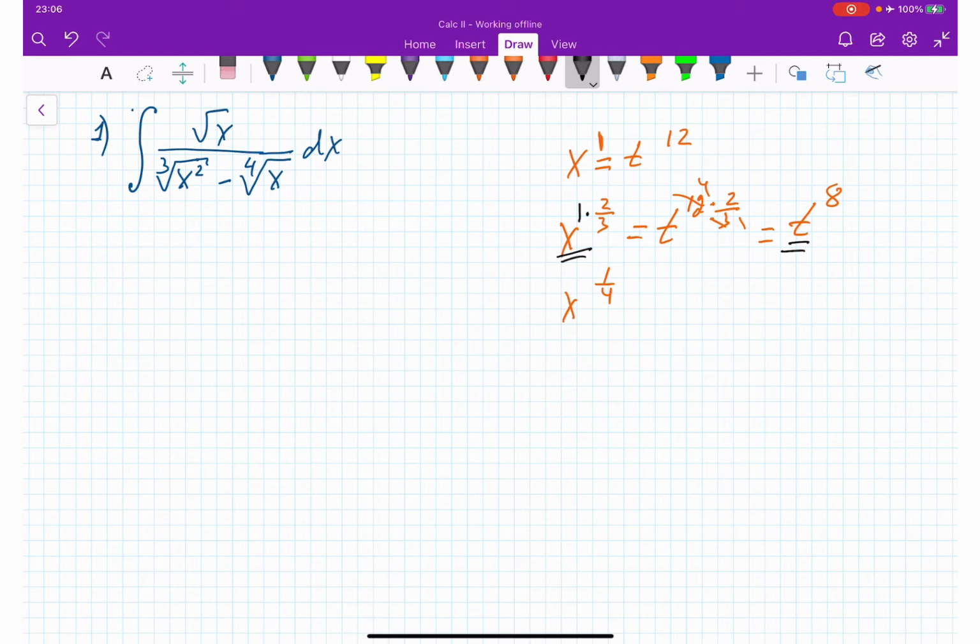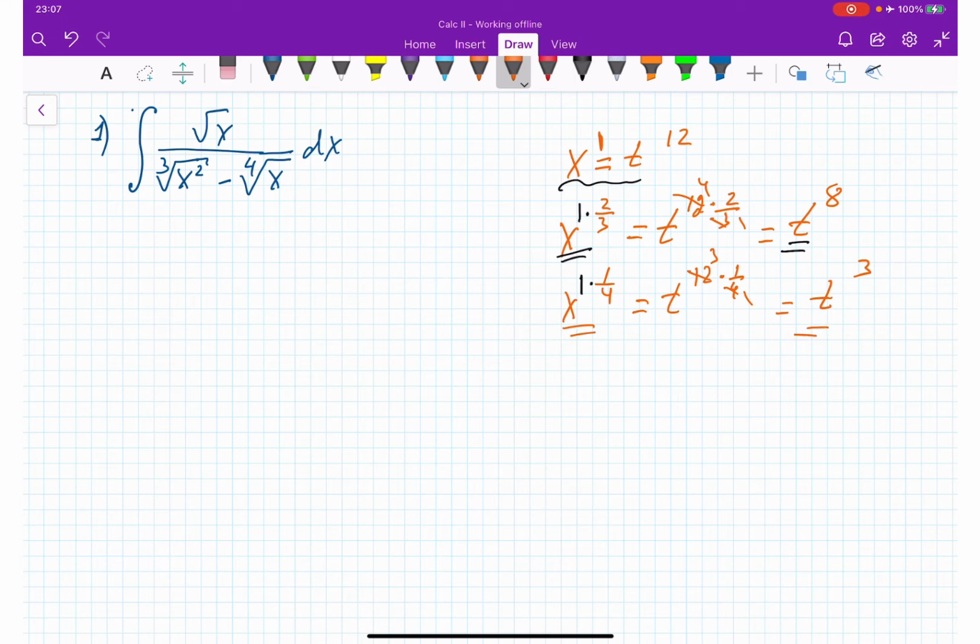So x to the power 2/3 is equal to t to the power 8. Now x to the power 1/4, that means I'm multiplying the 1 by 1/4 to get x to the power 1/4, which means the same thing I'm going to do here: 12 times 1/4. This is 1, this is 3, and I'm getting t to the power 3.